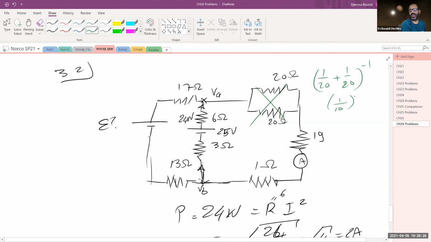2 cancels is 2. So this one is inverted, so it becomes just 10 ohms. So these two are actually just the equivalent of a 10 ohm resistor, that's all. 10 ohms plus 19 plus 1, that is 30 ohms.